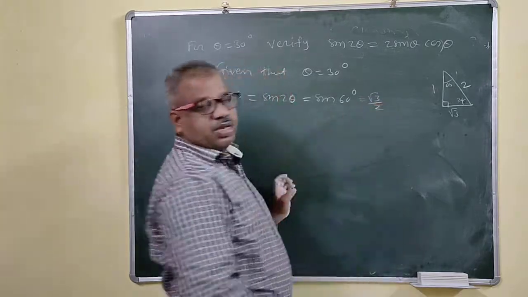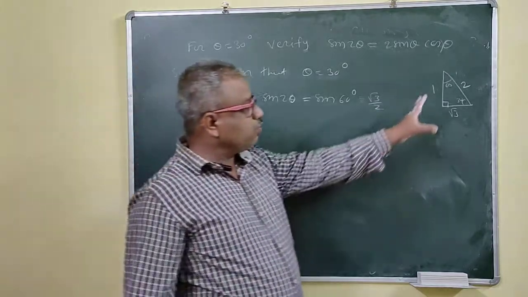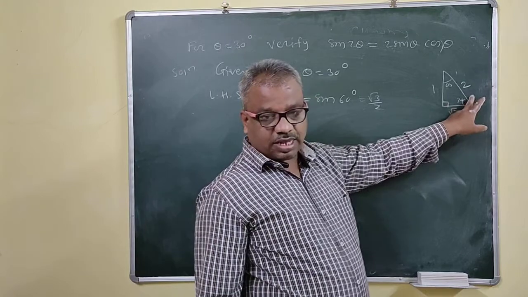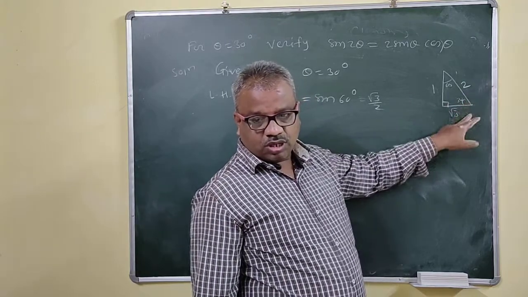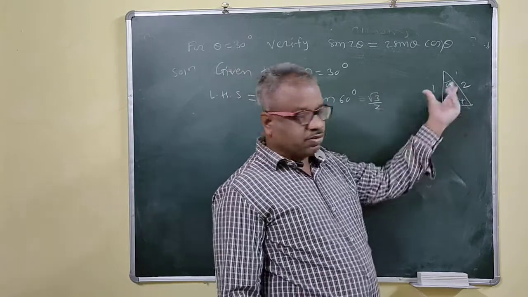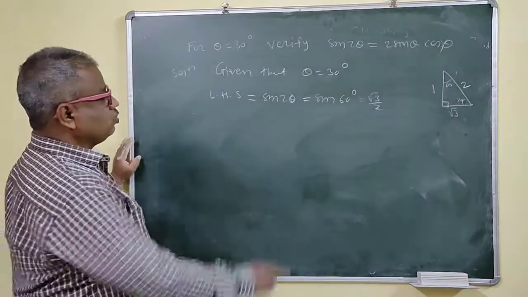If you don't remember these values of sine and cos, you can just prepare this triangle. Firstly prepare this triangle. Take the hypotenuse as 2, then the opposite side of angle 30 is half of this one, and then use Pythagoras theorem. Prepare this triangle and then write the value.